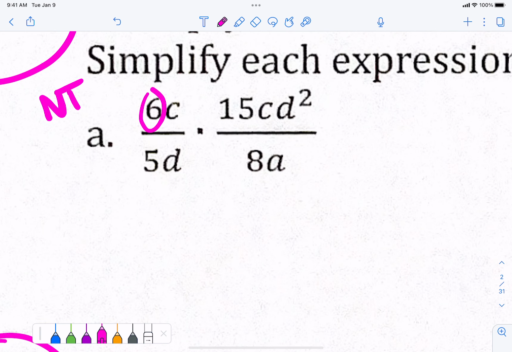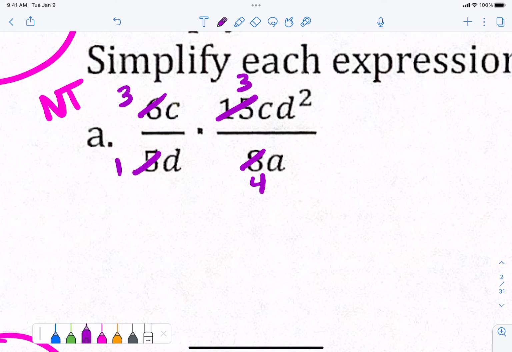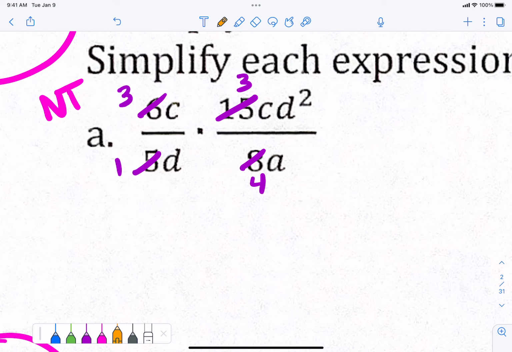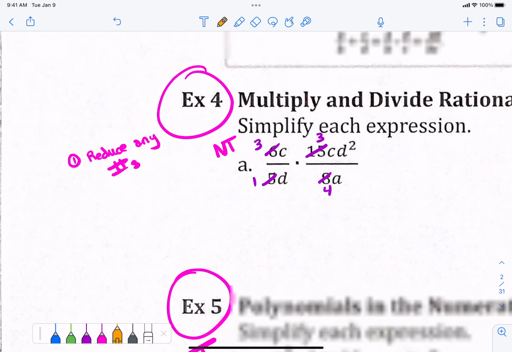I'm looking at this 6 and this 15 and this 5 and this 8, and I'm looking to reduce them or cross anything out that I can, okay? What shall we reduce? 15 and 5. Okay, 15 and 5 becomes a 1 and a 3, yes, if we divide by 5, right? Can the 6 and the 8 reduce? Yes. Okay, you're going to divide by? 2. If I take 6 divided by 2, that is 3, and I take 8 divided by 2, that is 4. Okay, question. Can I reduce these 3s? No, they're both on top. I have to do one top, one bottom. Okay, anything else I can reduce? No.